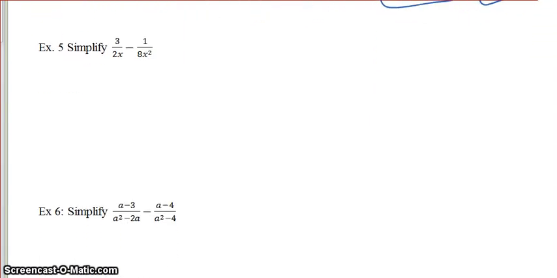Okay, so again, I need the LCD. So if I think about this, I can multiply 2x by something to give me 8x squared. So I'm actually going to be multiplying the top and the bottom by 4x, because that will give me 8x squared. So I'm going to be rewriting this problem. 3 times 4x is 12x over 2x times 4x is 8x squared, and we're just going to subtract 1 over 8x squared.